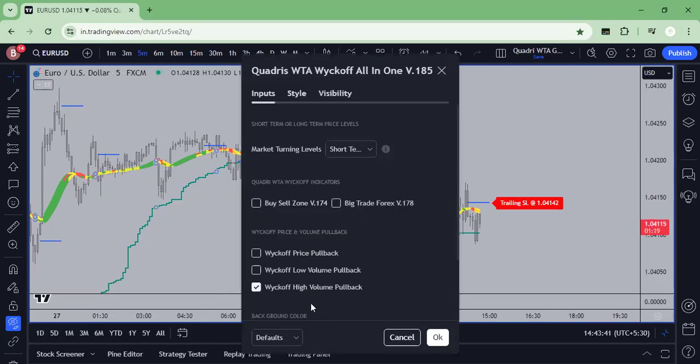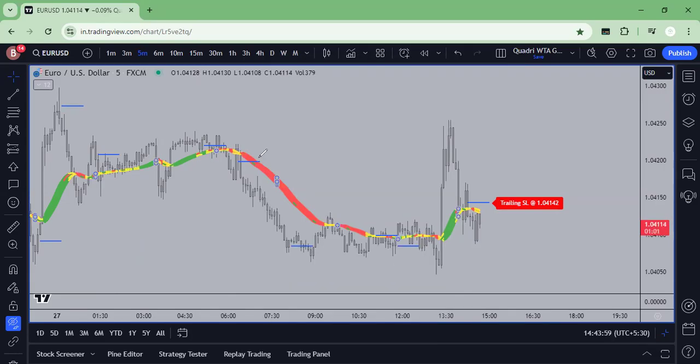Now we'll come back to another thing, which is one high volume pullback, Wyckoff price and volume pullback. So this is a ribbon which we are getting over here. A red ribbon means prices are in downtrend, so prices are going to go downwards. If there is a green ribbon, that means prices are going to go upwards.